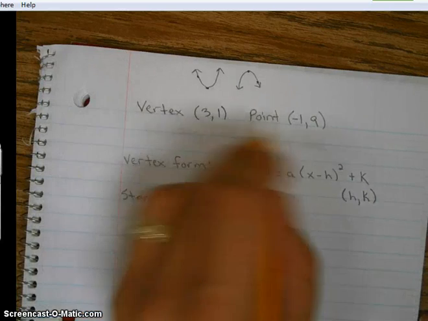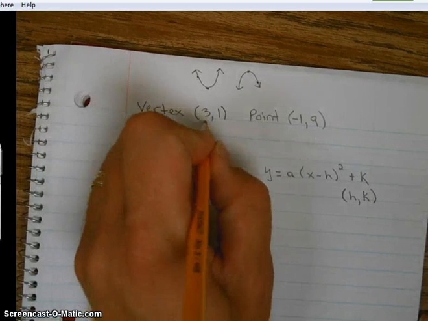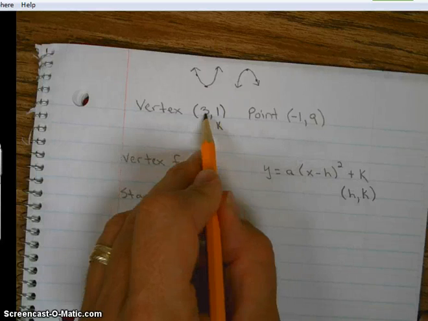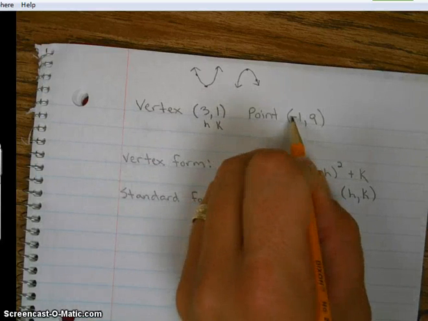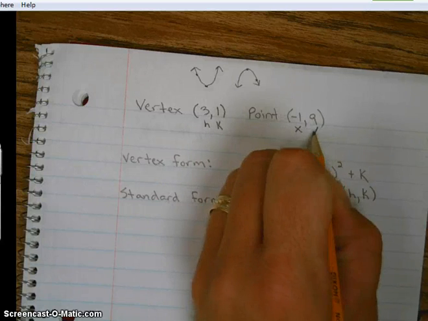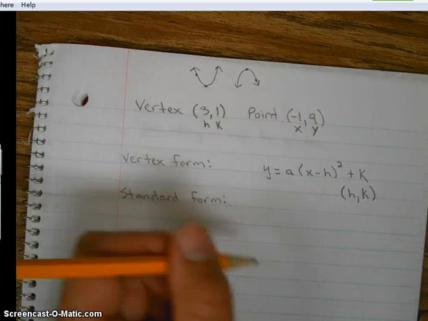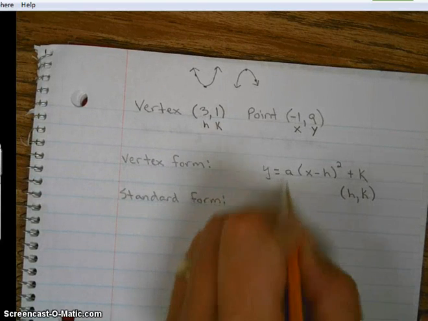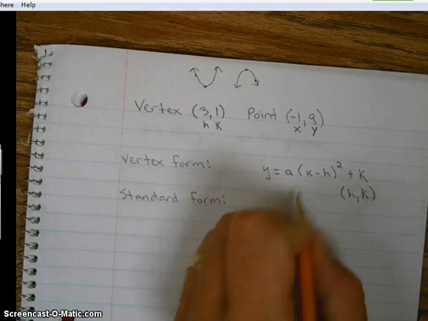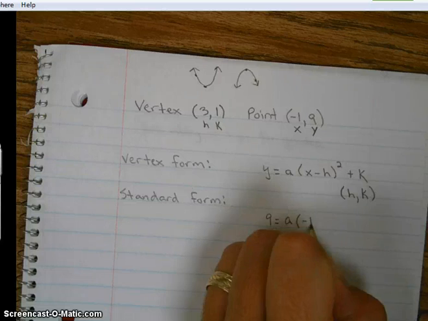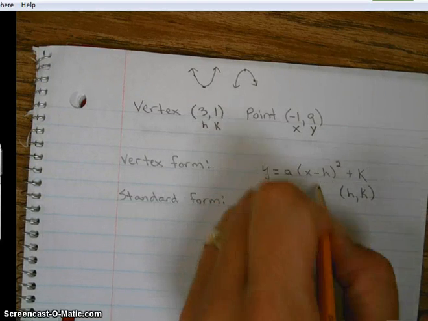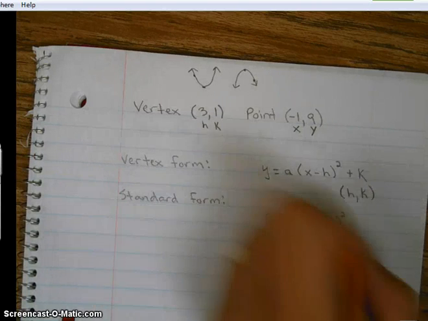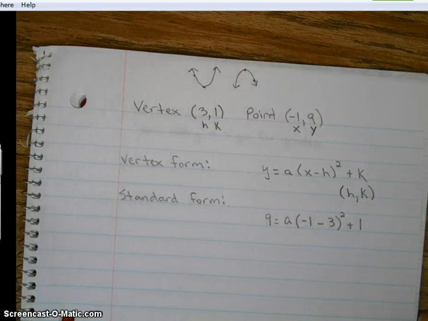So we're going to plug in our information. This is going to be our h, this is going to be our k, because this is the vertex. This is our any point right here, so this goes in for x, and this goes in for y. So let's plug this information in. So y is 9. We do not know a. x is -1. h is 3. And k in this case is 1.